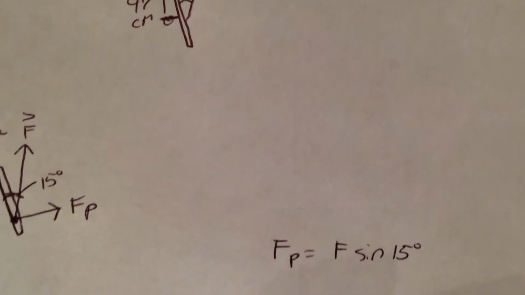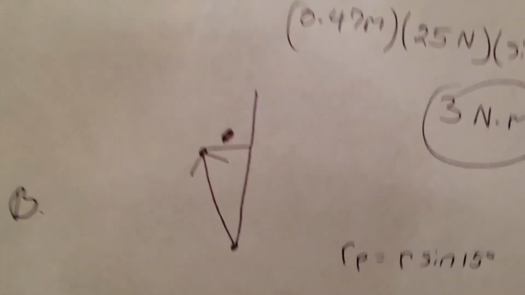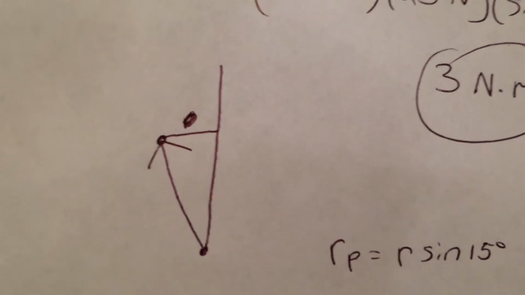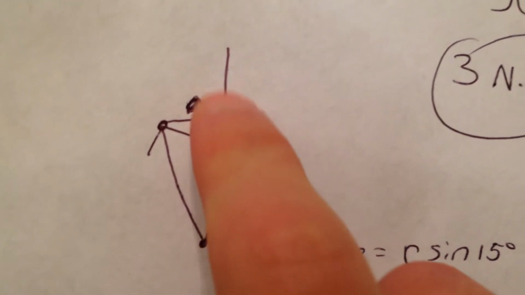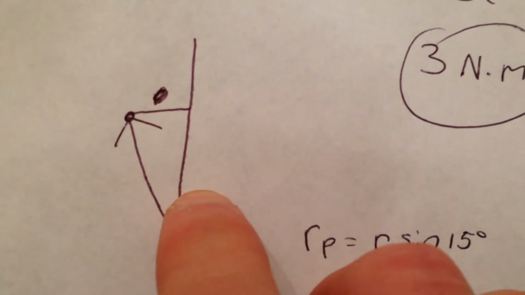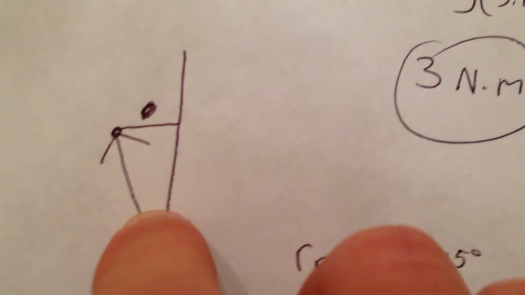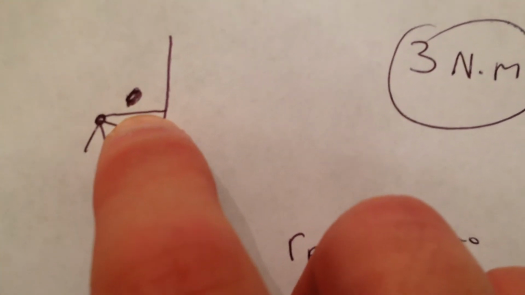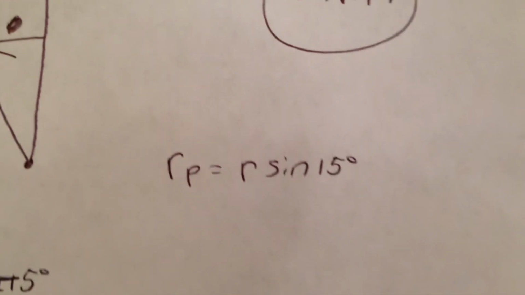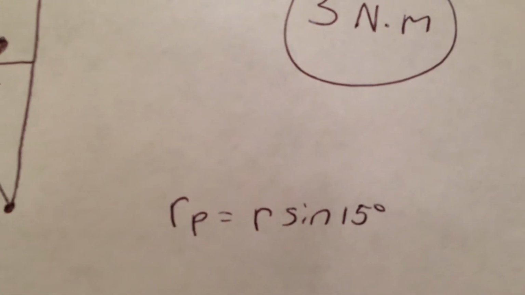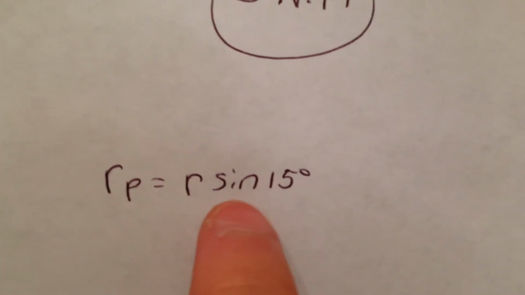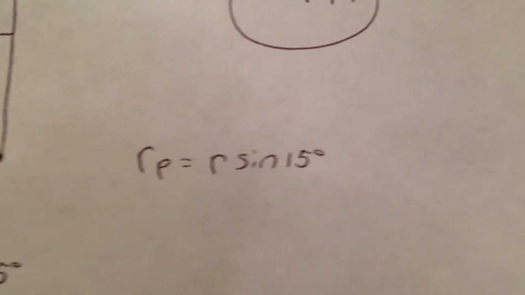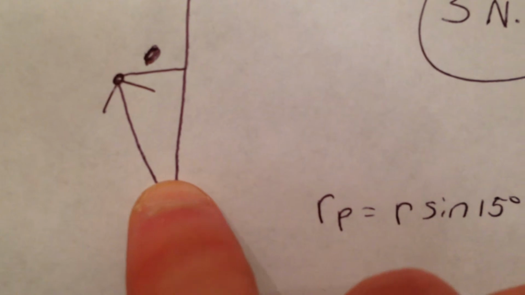Okay, now for B, they want us to find the perpendicular force of the lever arm. So here is the line of action. That's the line of action it's going to take. So that would be the parallel force. And the perpendicular force is this. So this time it's going to be the radius. So here is the parallel radius. So it's just r sine of 15. Again, that angle right here is opposite, so it's sine of 15.